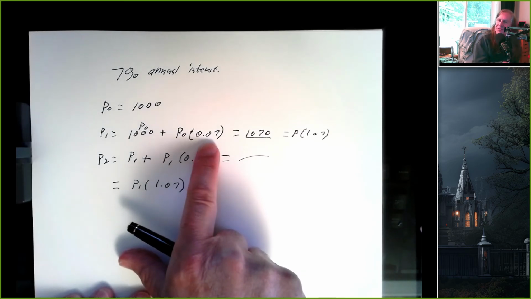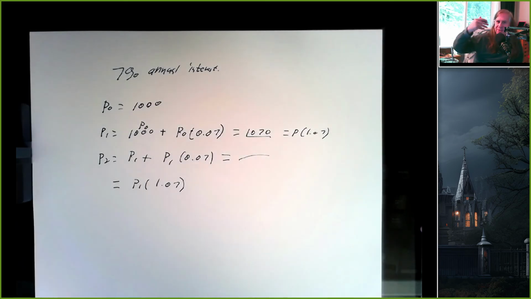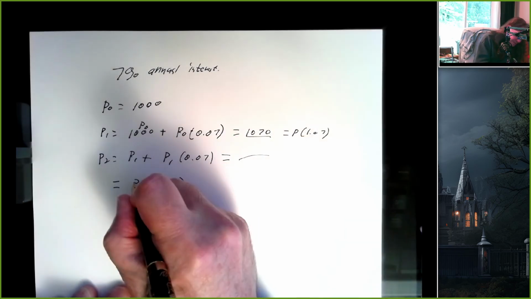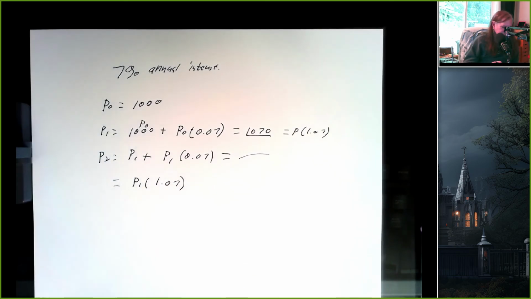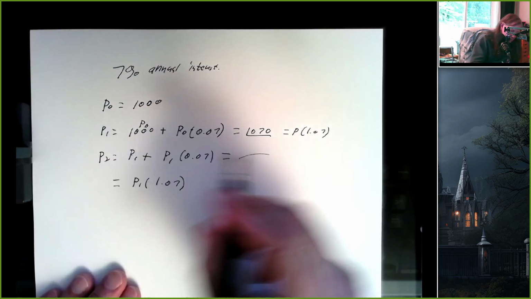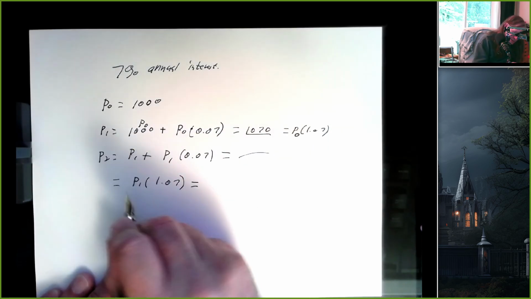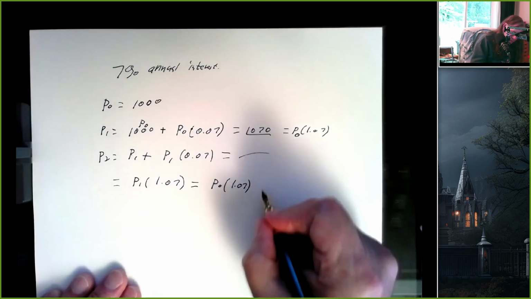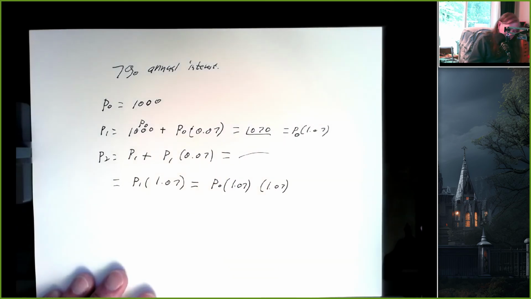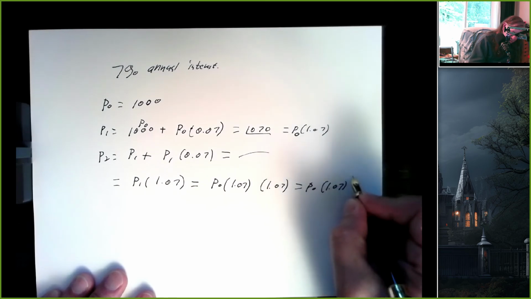Well, it's compounded annually, whereas actual compound interest is compounded instantaneously. That's a whole different topic. But after year 2, we have 1.07 times what we had in year 1. But what we had in year 1 was 1.07 times what we had in year 0. So this is actually P0 times 1.07 times 1.07, which equals P0 times 1.07 squared.